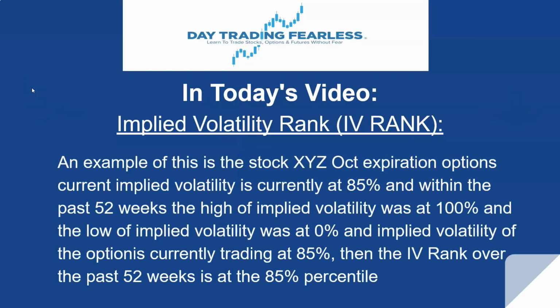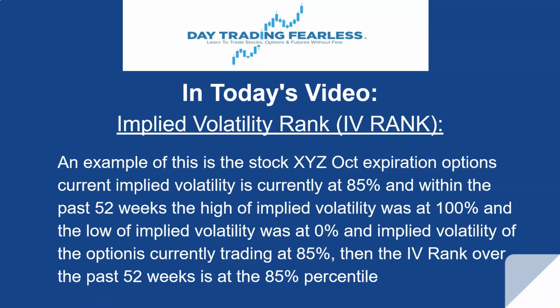An example of this is the stock XYZ with an October expiration options. Current implied volatility is currently at 85%. And within the past 52 weeks, the high of implied volatility was at 100 and the low of the implied volatility was at 0. And the implied volatility of the option is currently trading at 85%. Then the IV rank over the past 52 weeks is at the 85 percentile rank.